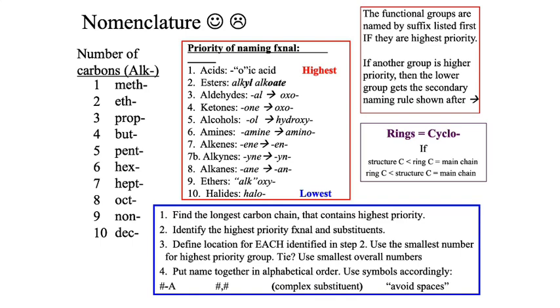This priority is not perfect. It includes most of the ones that you would encounter. There's tons of other functional groups out there, okay? But what this provides is roughly how you would name it. Notice your halides don't have a suffix. That's because they are so low in priority, we will never name a halogen-containing compound by the halide. We'll name it based off of the rest of the compound and then say the halogen is a substituent as part of it.